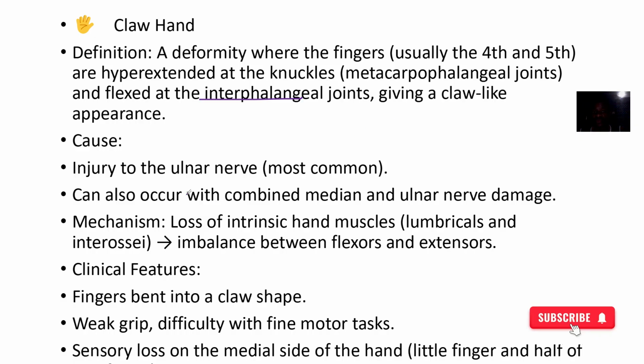Causes is due to what? Ulnar injury, ulnar nerve injury. Can also occur with combined median or ulnar damage. That's why I'm telling you that the amount of nerves affected depend on how many fingers will be clawed.